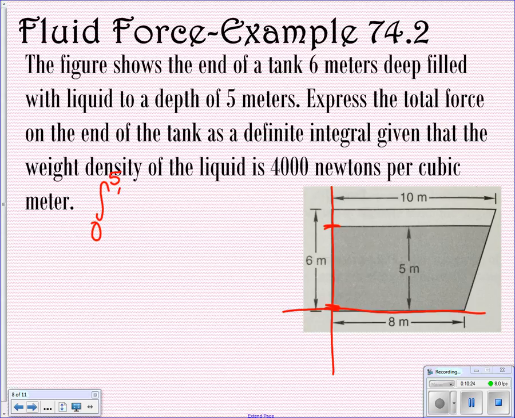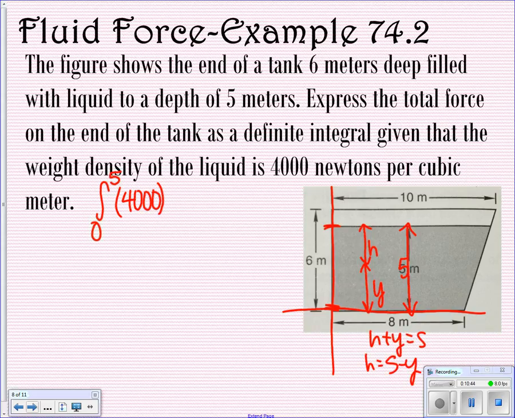Our weight density, they told us, is 4,000. Our height, well, this part here is 5. We go up h, we're going down y. And so h plus y equals 5. So again, our height is 5 minus y.